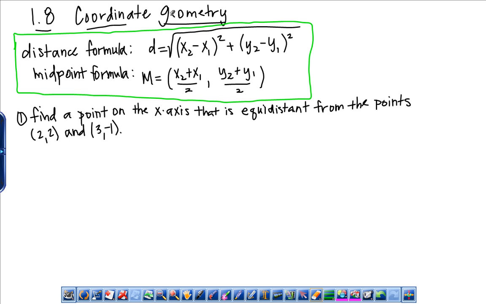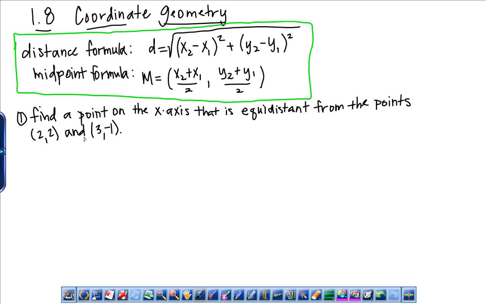Okay, this is 1.8 coordinate geometry. I have given you the distance formula, and notice that you're subtracting your x's and subtracting your y's, and don't forget to take your square root. On the midpoint formula, you're adding your x's and adding your y's.